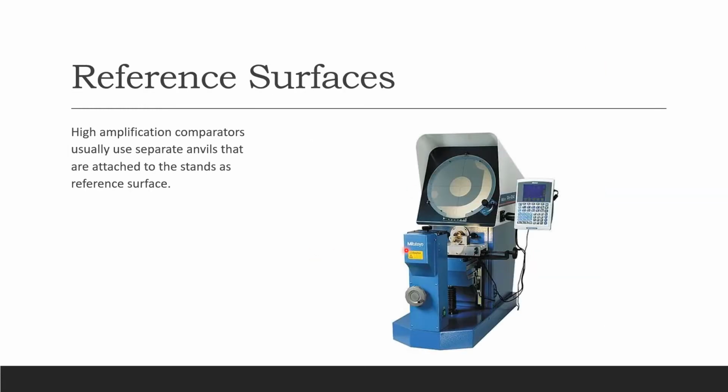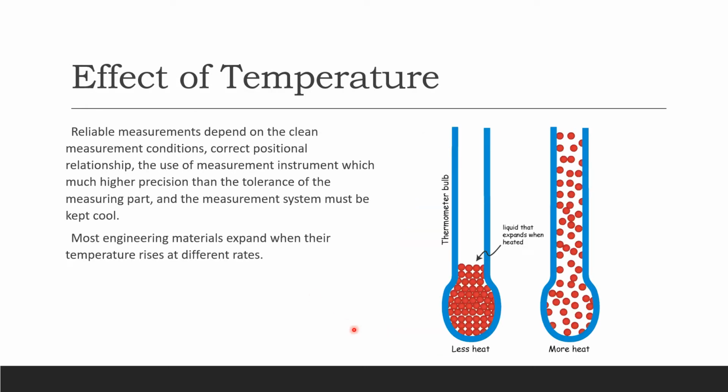Reference surfaces. The high amplification comparators usually use separate anvils that are attached to the stands as a reference surface. Now, effect of temperature. Reliable measurements depend on clean measurement conditions, correct positional relationship, and the use of a measurement instrument with much higher precision than the tolerance of the measured part. And the measurement system, again, must be kept cool.